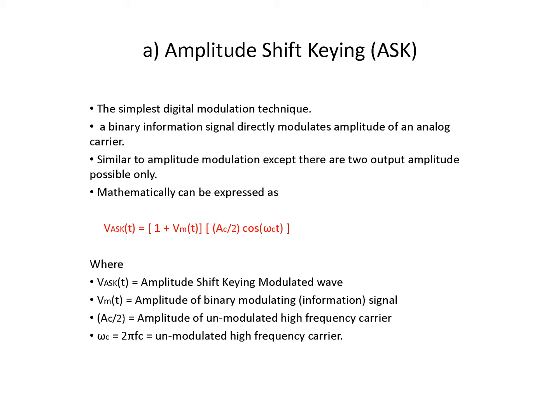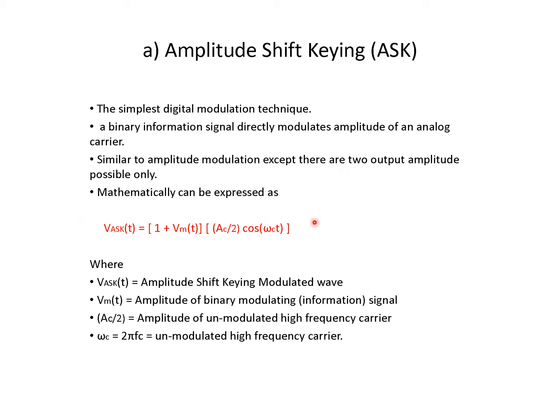First one is amplitude shift keying. It is the simplest digital modulation technique. The binary signal is directly fed into the modulator to modulate the carrier signal. The carrier signal is an analog carrier signal. It is very much similar to amplitude modulation, except for the fact that in the digital signal there are only two amplitude levels.